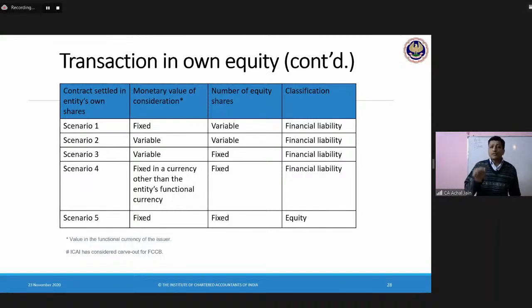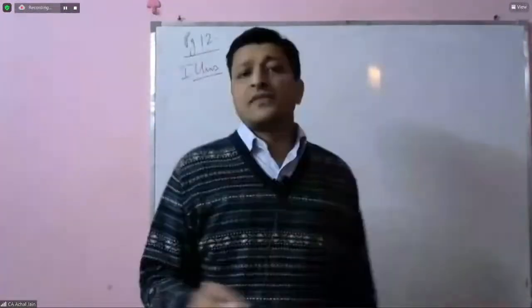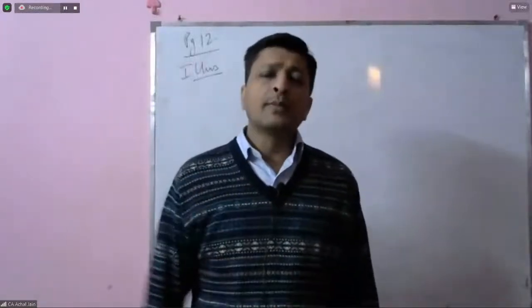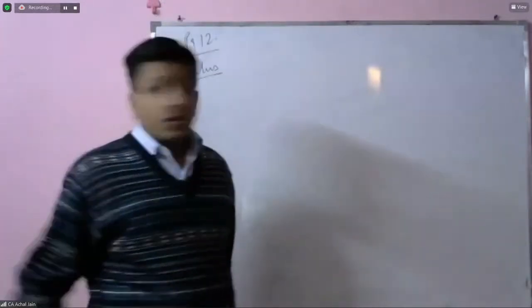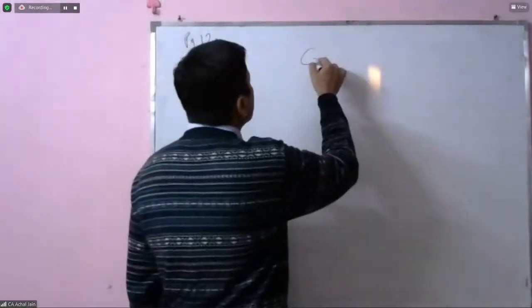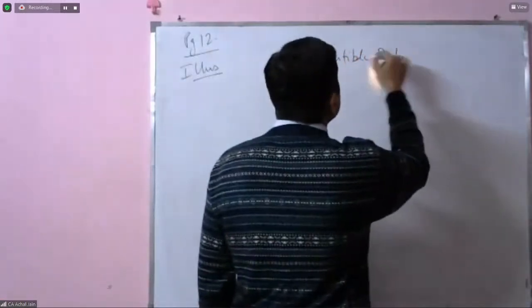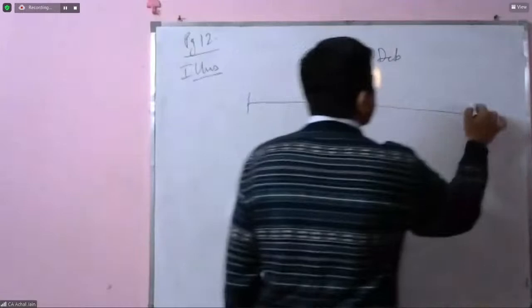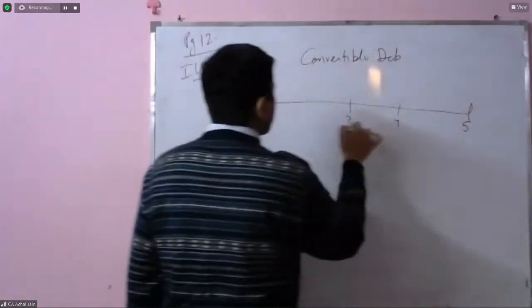Now, what will you call this instrument? I will need your quick responses, please. For the purposes of this part of the definition and this particular topic, I'll need your quick responses. Yes, all of you. So I'm talking about convertible debentures, which will be converted into equity after 5 years.